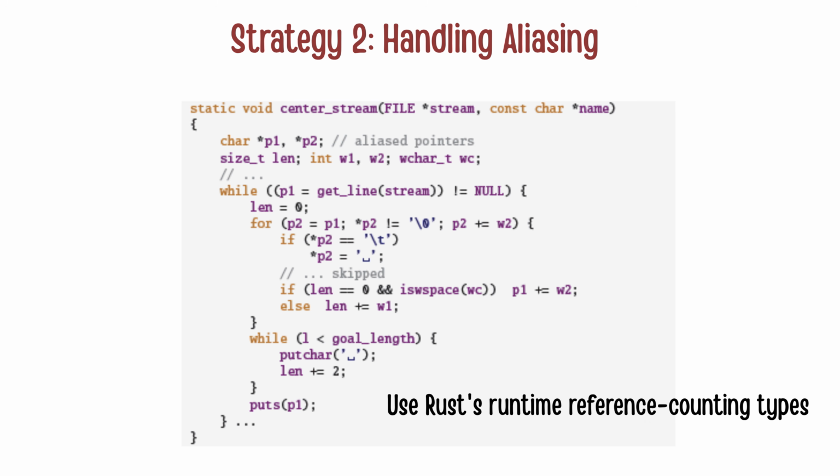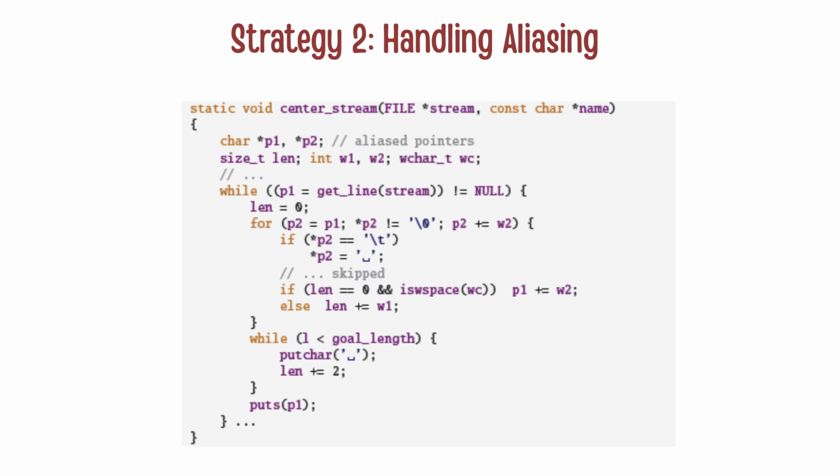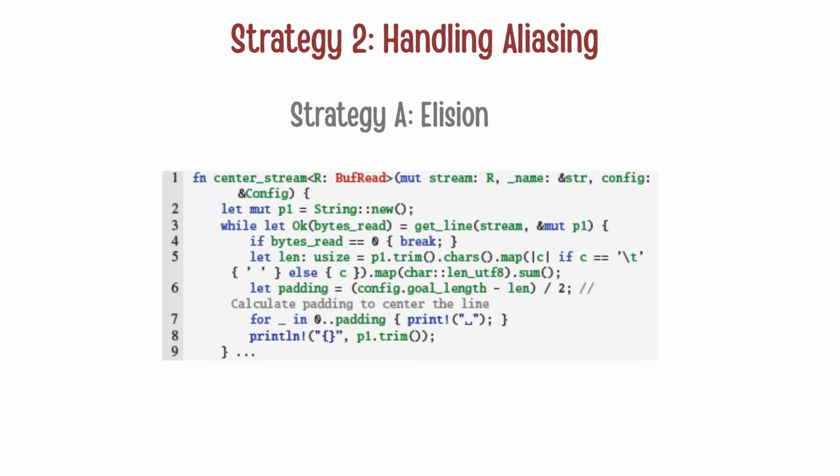The obvious solution would be to use Rust's runtime reference counting types, which allow shared mutable access through runtime checks. But surprisingly, almost nobody did that. Instead, participants preferred solutions that satisfied Rust's compile time safety checks, avoiding extra runtime overhead. The researchers observed 2 dominant strategies. The first is called elision.